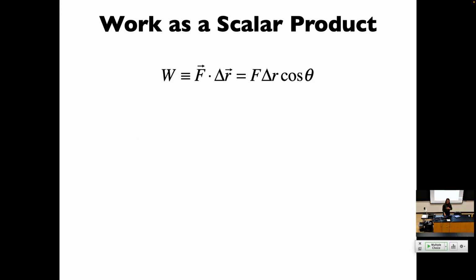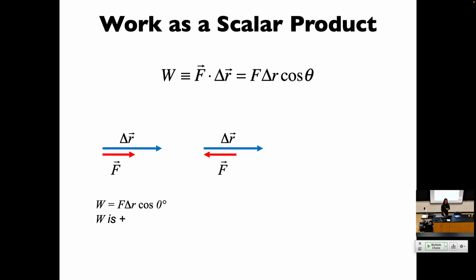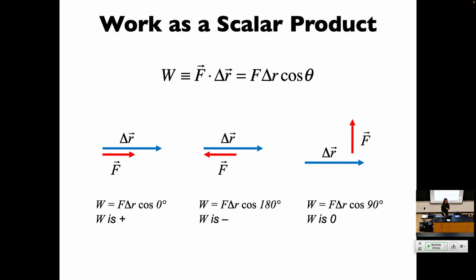So work is a scalar product, meaning if things are parallel, that's your maximum and work is positive. So the angle between these two vectors is 0. This is what we've been talking about so far. Okay, if they're anti-parallel, this is how you get your negative value. And then if they're perpendicular, you're going to have a work of 0.